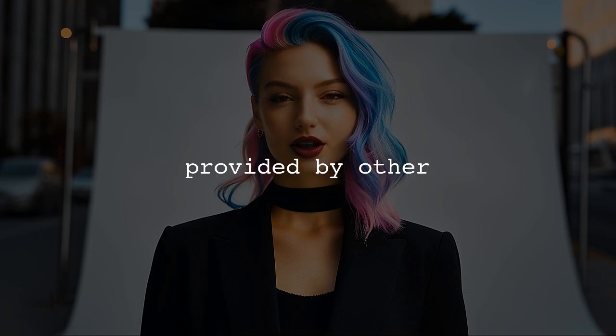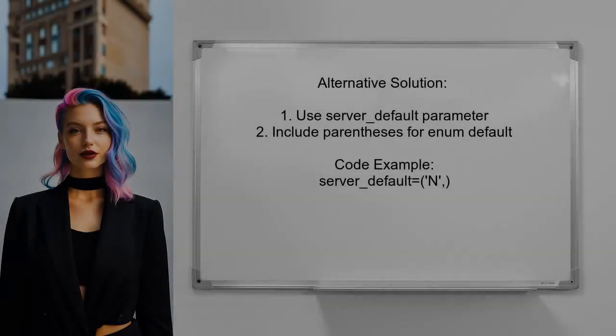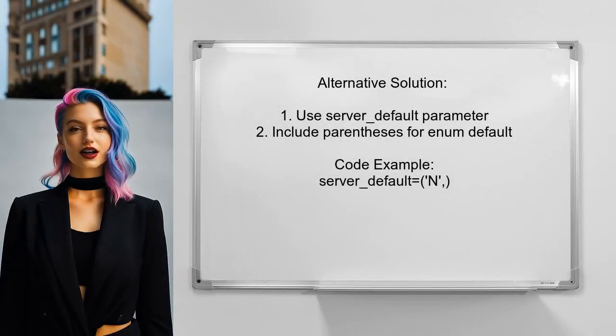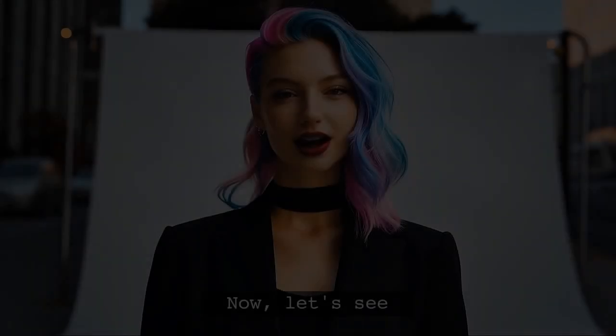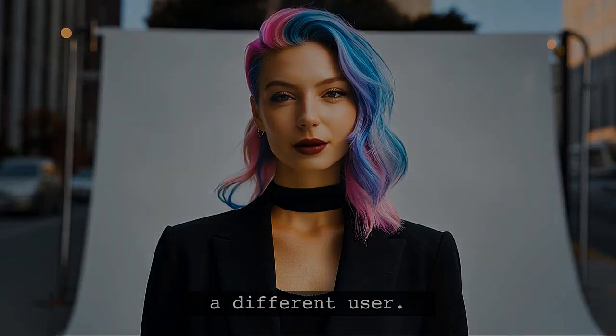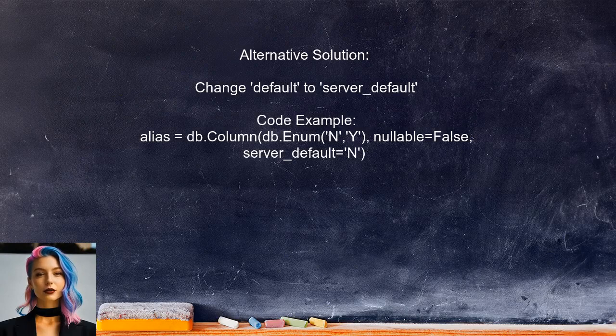Now, let's look at the answers provided by other users. An alternative solution suggests using the server default parameter for your enum field. To set a default value, you need to include parentheses in your code. Now, let's see a response from a different user. An alternative solution from another user suggests changing the default parameter to server default. This adjustment ensures that the default value for the enum field is correctly set in the database.